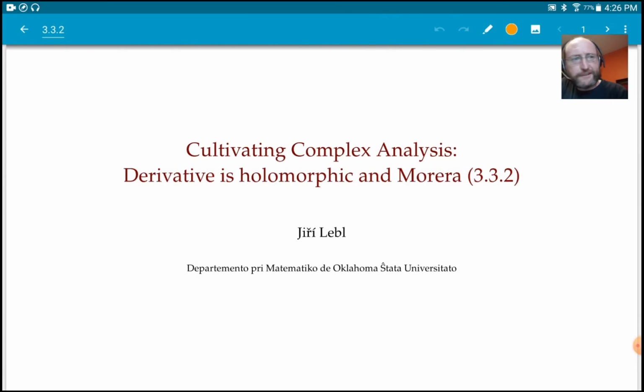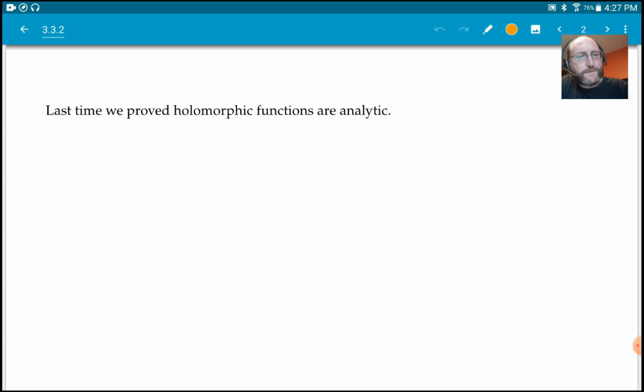So we're going to look at why the holomorphic derivative is holomorphic. We're going to get another Cauchy integral formula for the derivative, actually. And we're going to prove Morera, which is a converse to Cauchy, and we're going to use what we know about derivatives for that. So the last time we proved that holomorphic functions are analytic.